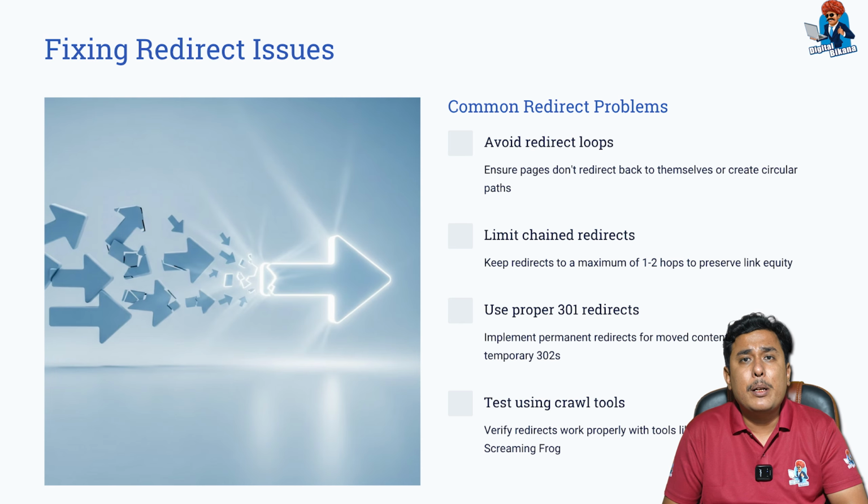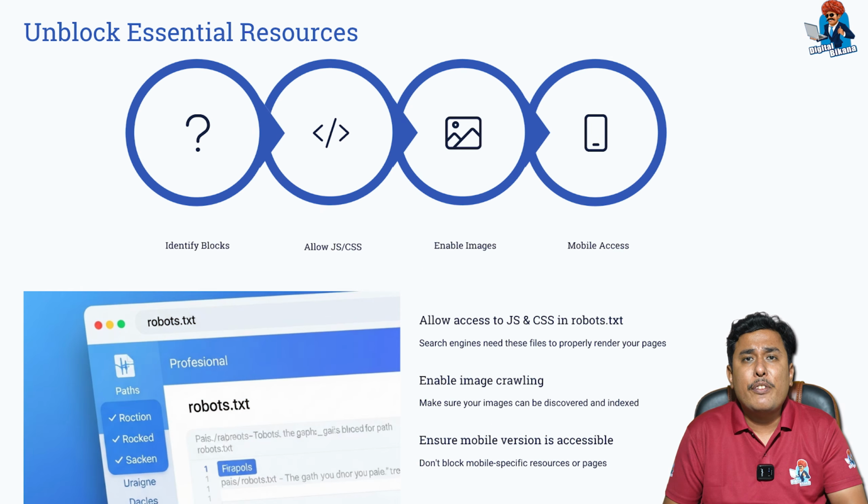A redirect error happens when a page redirects too many times or leads to a broken link. Always use one clear 301 redirect path. Sometimes important files like JavaScript or CSS are blocked in robots.txt. Make sure essential resources are crawlable for full page rendering.